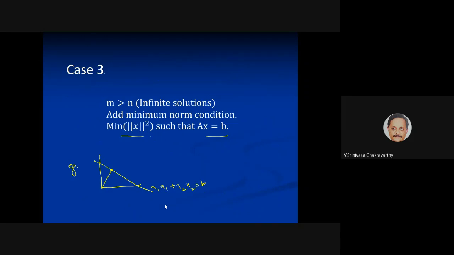But if you look at the third case where the number of unknowns is greater than the number of equations, then you will have infinite solutions. So take the simple case where you have one equation. My constraint is a straight line, and so it can be any point on that straight line. So you'll have infinite solutions. Therefore, to get a unique solution, you add a constraint, which is to minimize the cost function, the norm of x square. So that will be the closest point to the origin on this straight line.